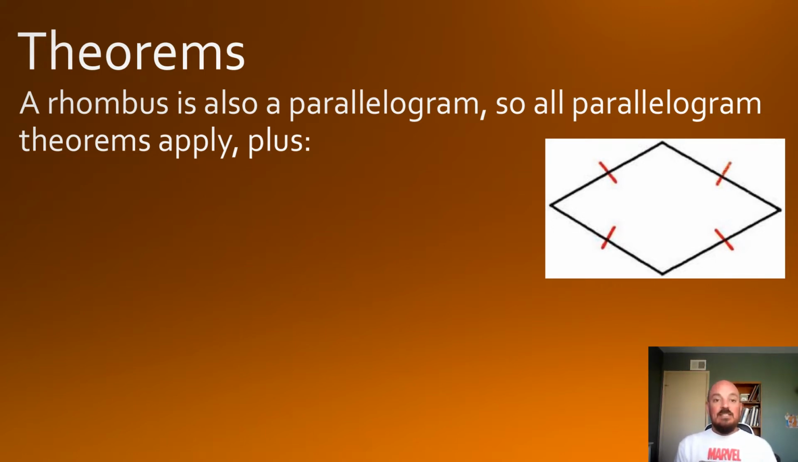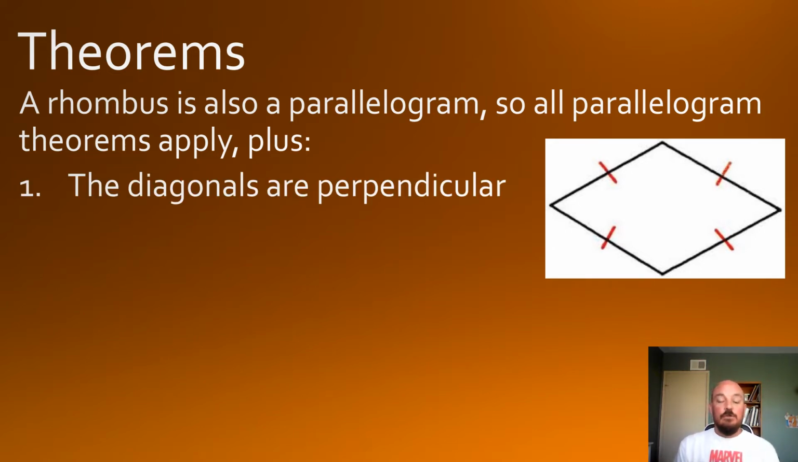Now, there are two additional theorems that work for a rhombus that don't work for a parallelogram. The first one says, if I draw in the diagonals, not only do they bisect each other, which is true for all parallelograms, they are also in a rhombus perpendicular. So let's draw the diagonals in. Let's connect this corner to this corner, and this corner to this corner.